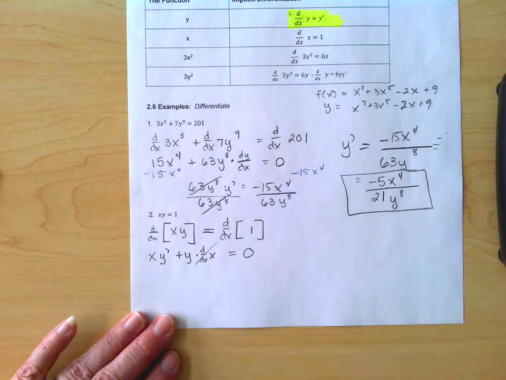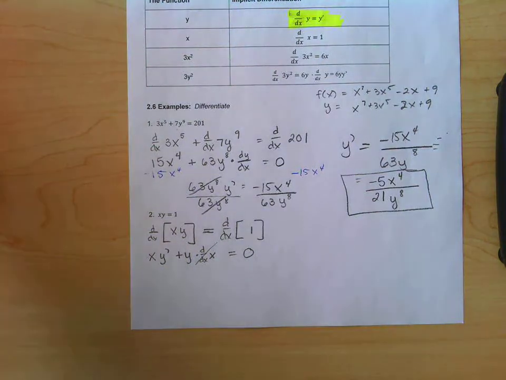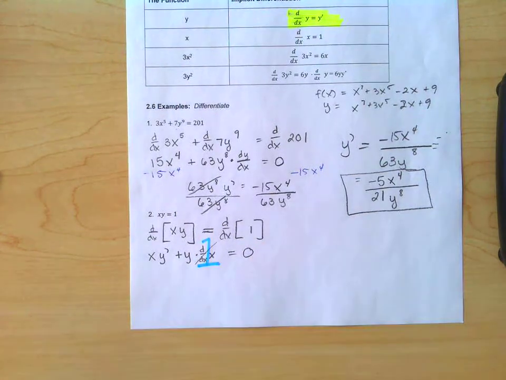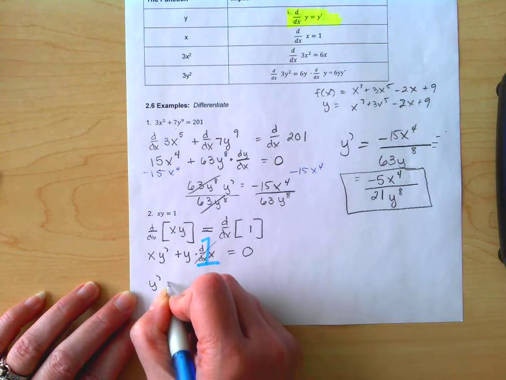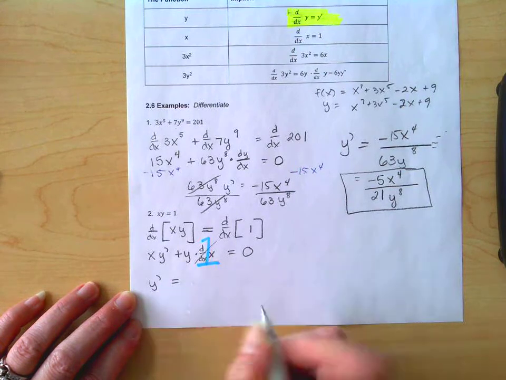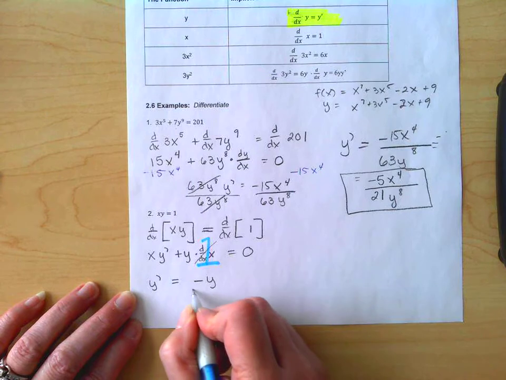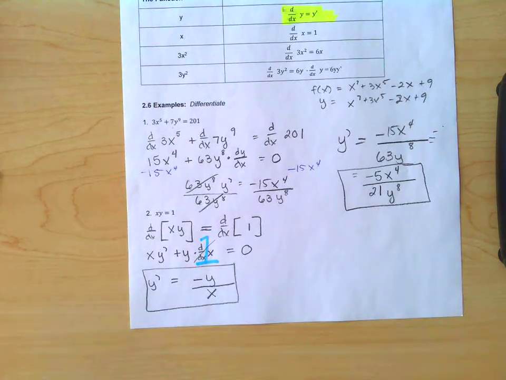I'm going to rewrite this derivative with respect to x of x as a 1. The derivative with respect to x of x is just 1. So when I go to solve this for y prime, I'm going to subtract y from both sides and then divide by x. Y prime is the opposite of y over x.